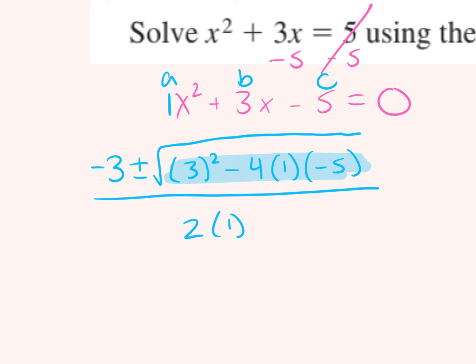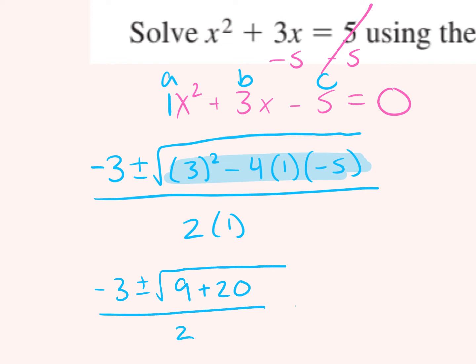So that negative 3 and plus or minus stays the same. When I simplify under the square root, this is 9 minus 4 times 1 times negative 5 would be positive 20, so it would be plus 20. And then over 2. We can simplify this a little bit more by adding 9 and 20, so negative 3 plus or minus the square root of 29 over 2.